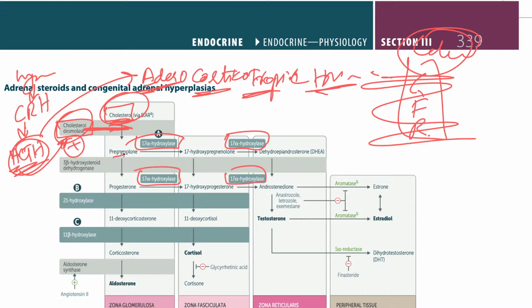So let's talk about here. Pregnenolone, 17-alpha-hydroxylase works on this enzyme, and it converts that pregnenolone into 17-hydroxypregnenolone. Simple. Now, if you think about progesterone, same thing: 17-hydroxyprogesterone. No rocket science about it.